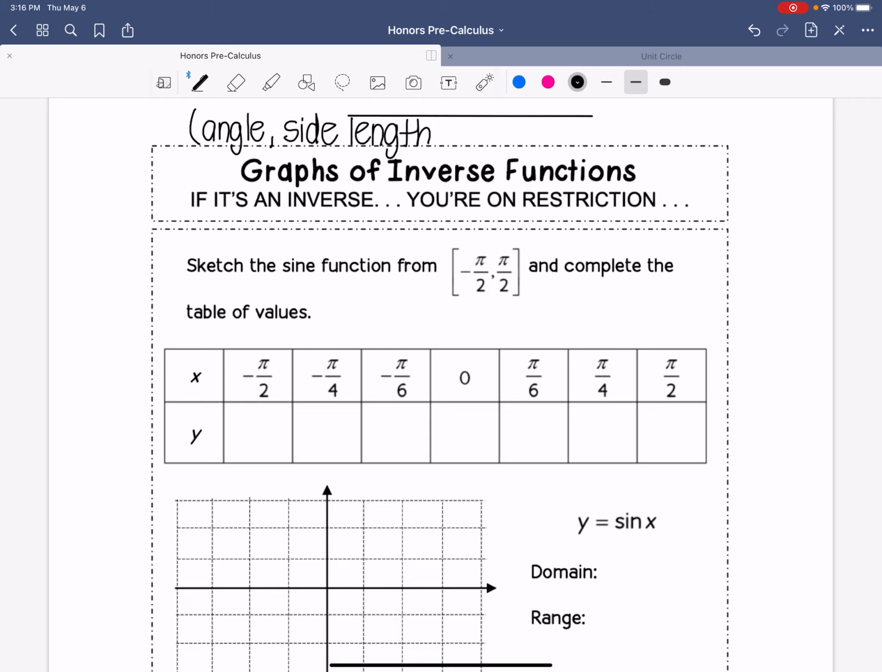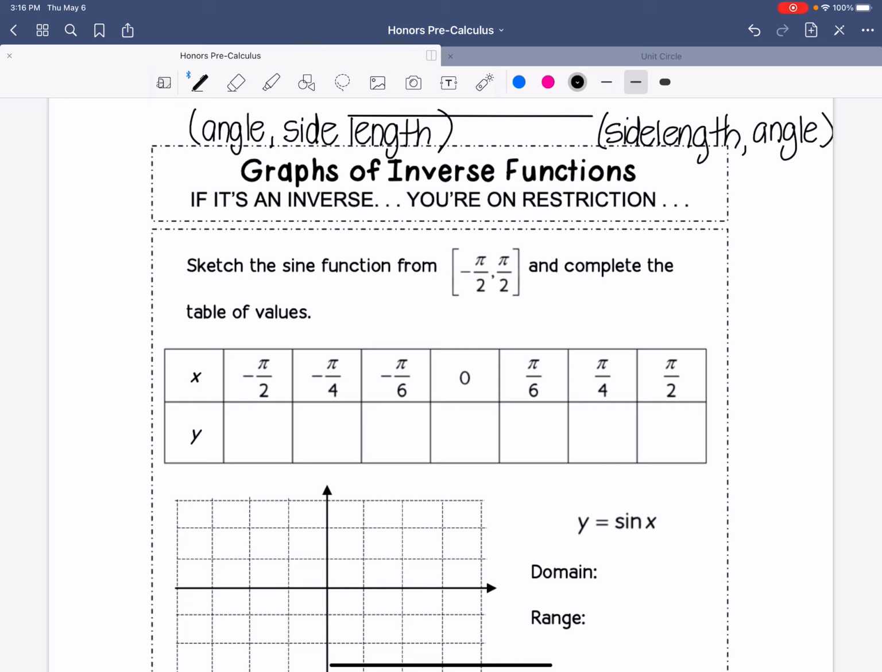So when we actually do the inverse, that's going to flip around, and then we're going to be talking about the side length of sine and cosine compared to giving us the angle measurement with the y value, okay? Now, in order to do this properly, we're going to have to restrict the domain.